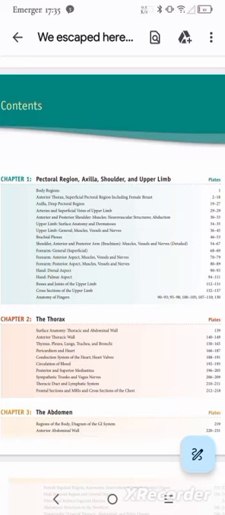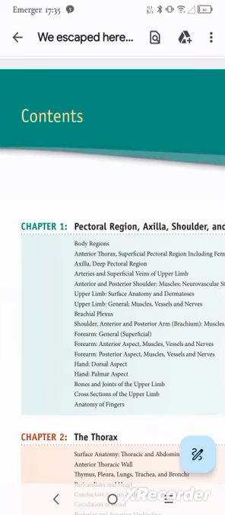Chapter 1: Pectoral region, axilla, shoulder, and upper limb. Body regions: anterior thorax. Superficial pectoral region including female breast, 2 to 18. Axilla, deep pectoral region, 19 to 27. Arteries and superficial veins of upper limb, 28 to 29. Anterior and posterior shoulder, muscle, nonvascular structures, abduction, 30 to 33. Upper limb, surface anatomy and dermatomes, 34 to 35.